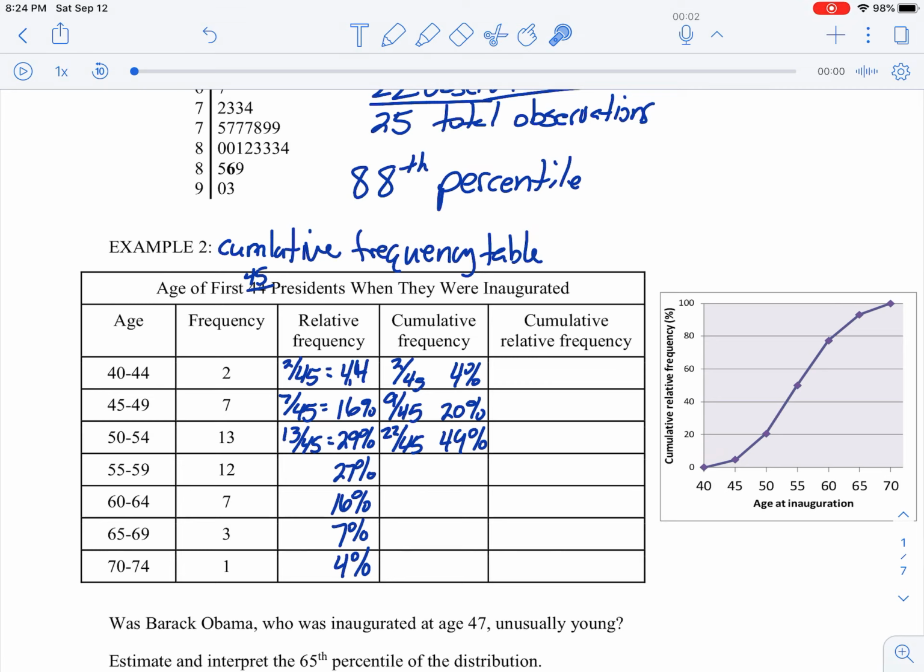I really don't need to know the next one. I know that I'm going to add 49 together with this 27, and we're going to come up with 76% on the next one. Then we're going to add 16 to that, and we're going to come up with 92%. And then we're going to add 7 to that. Whew, that seems high. What happened there?